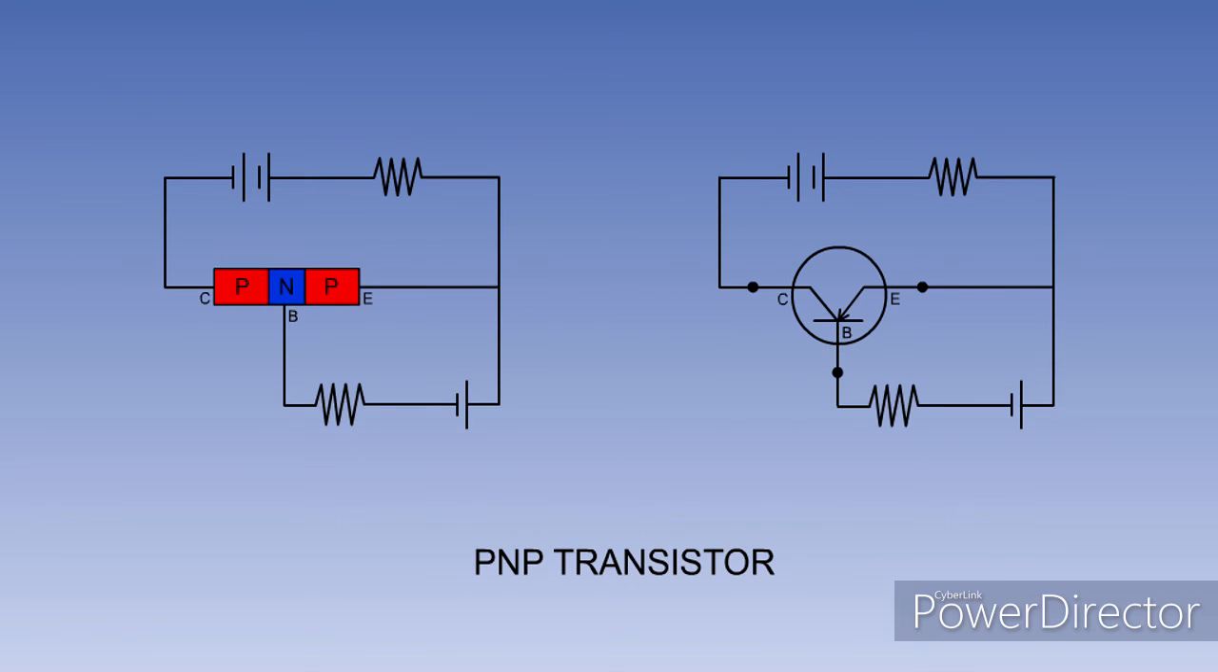A PNP transistor's operation and function is similar in all respects to that of an NPN transistor, except that the polarities of the applied EMFs are reversed. So now the conventional current flows from the emitter to the base, and from the emitter to the collector.